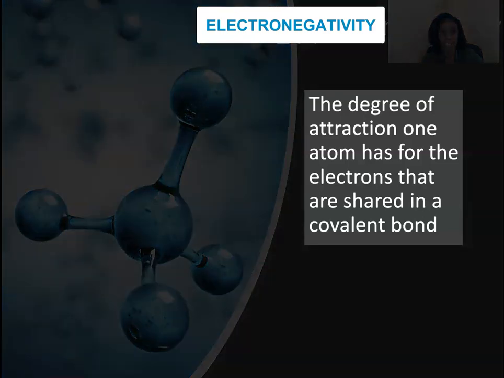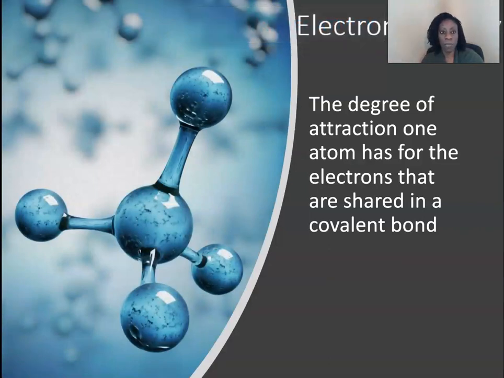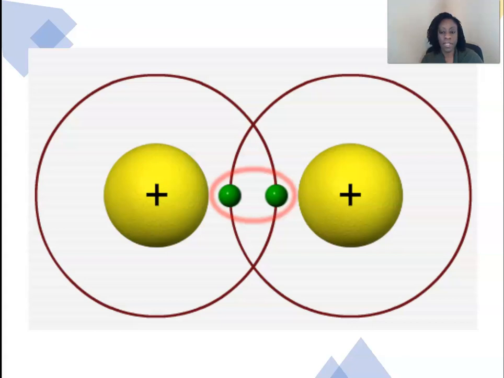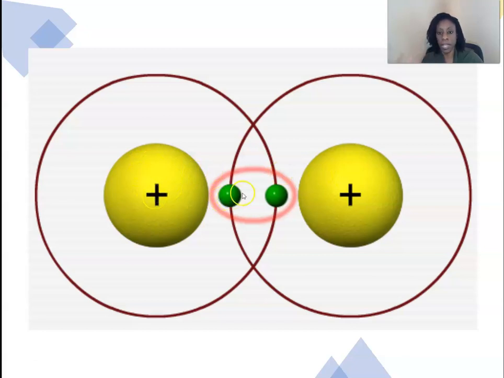Electronegativity is the degree of attraction that one atom has for the shared electrons in a covalent bond. All right, let's break that down. This is what we know. We know that covalent bonds cause electrons to be shared between two atoms. So if we see here, we're looking at the representation of two atoms. You see the plus sign, that's representing the protons or the positive charge of the nucleus because of the protons. And then you see the circles here, that's representing electron shells. And these two green circles are representing two valence electrons.